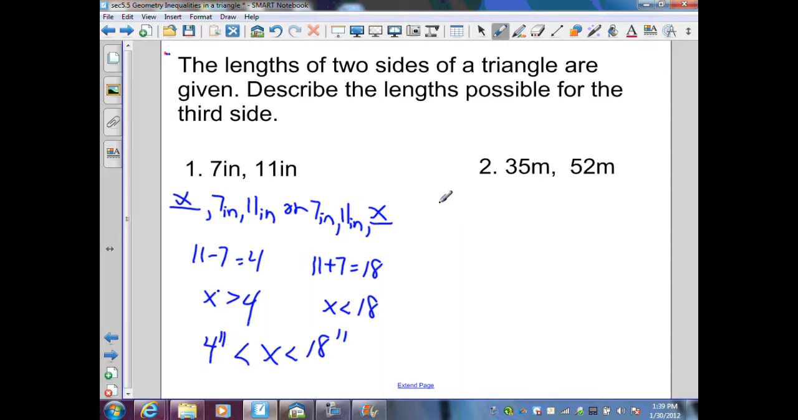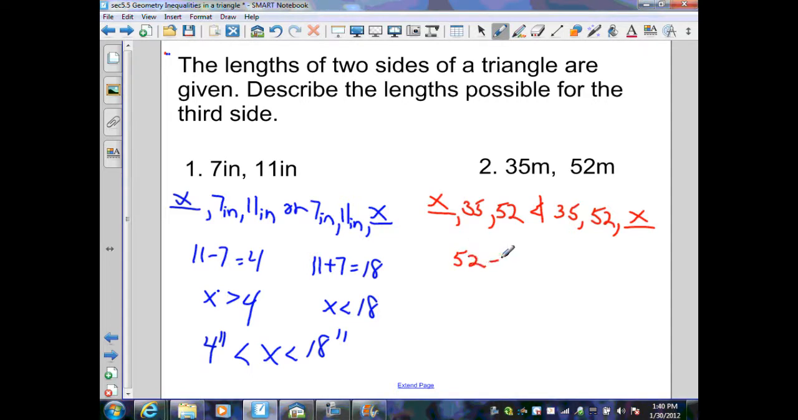For example 2, I can determine the smallest segment given 35 meters and 52 meters, and I could determine the largest segment given 35 meters and 52 meters. Letting those segments be represented by x, to find the smallest segment, I have 52 minus 35. When I find that difference, x must be greater than 17. If x is greater than 17, then this value of x plus 35 will be greater than 52, and that fits into my triangle inequality theorem.